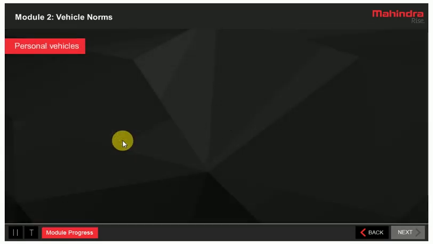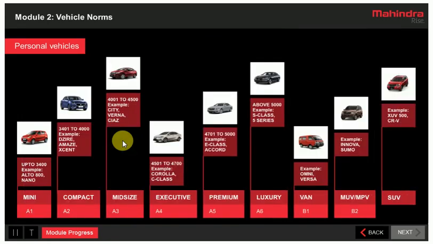The personal vehicles are classified based on the length of the vehicle. It ranges from the A1 Mini category to SUVs. Here are the vehicles that fall into each segment.